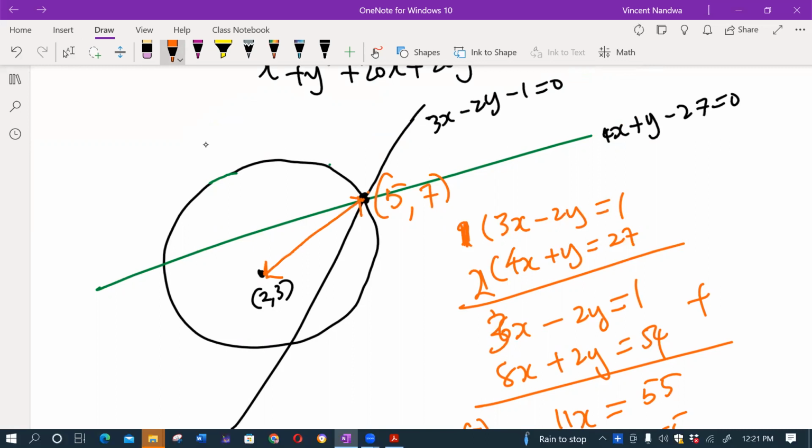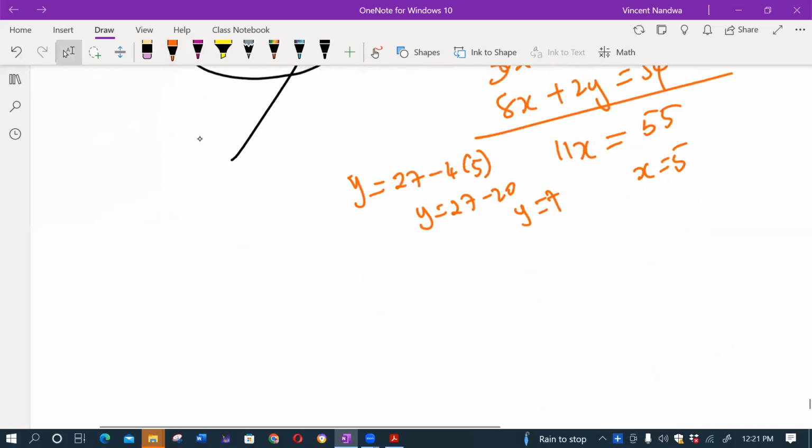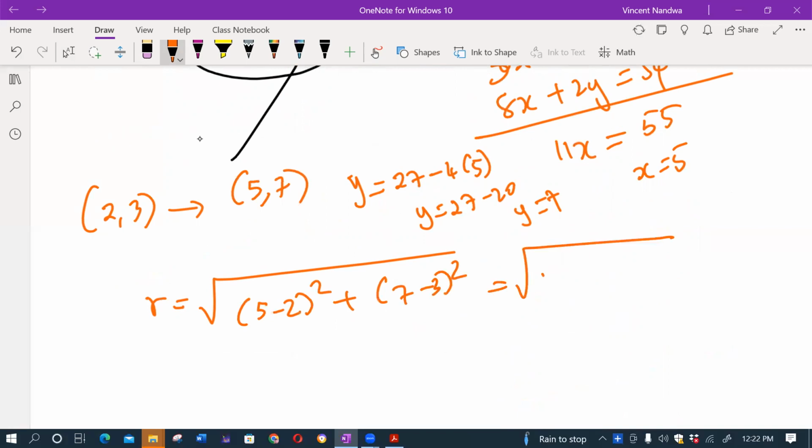Now that can help us get the radius, because the point of intersection of the two lines is on the circle, and we are given the center to be (2, 3). So the distance from the center to the point of intersection defines the radius. The radius will be the distance from (2, 3) to (5, 7), which is the square root of 3 squared plus 4 squared. This is 5.